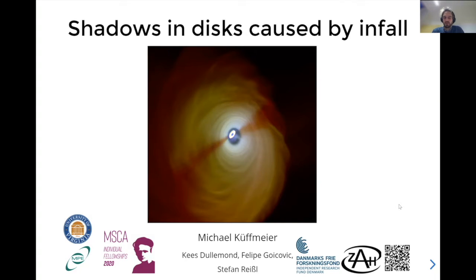So what I will talk about is mainly about this image here at the center, where you see an inner disk that's casting a shadow on an outer disk. And in my talk, I will mainly talk about how this configuration could be established, or was established, as a consequence of infall.